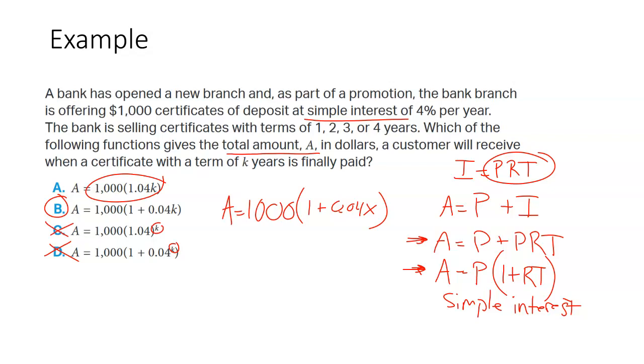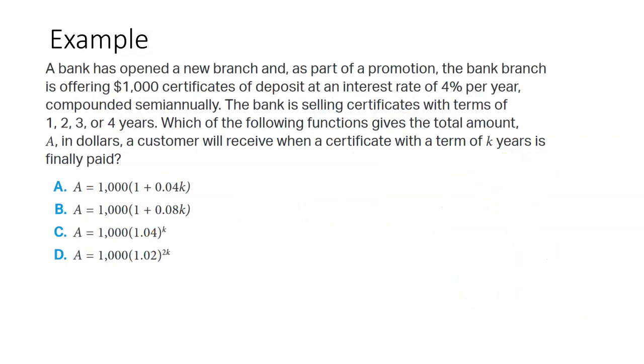Okay? Simple interest is linear. Compound interest is not linear. It's going to be exponential. Okay? So the formula is a little bit different. But again, I can eliminate A and B because they're not exponential. All right? Compound interest.